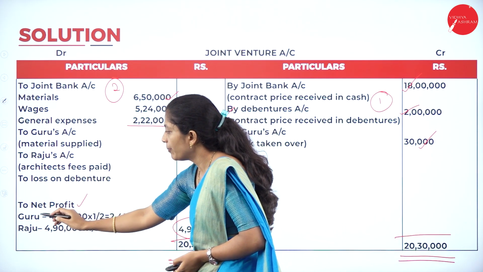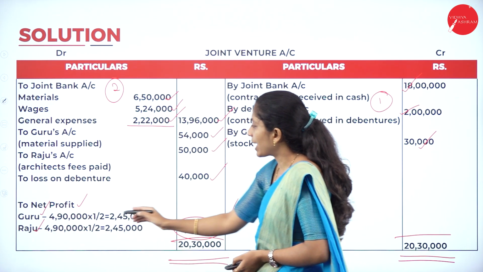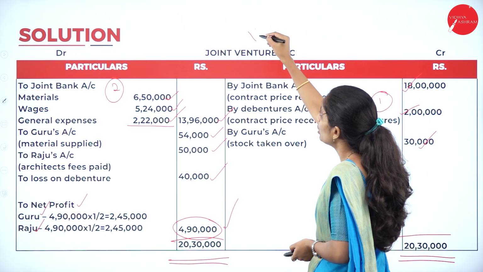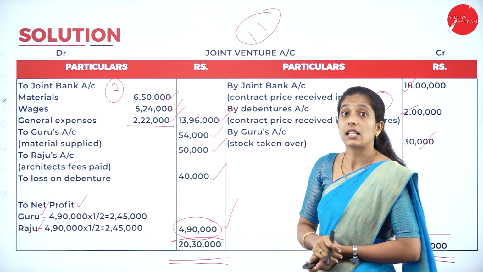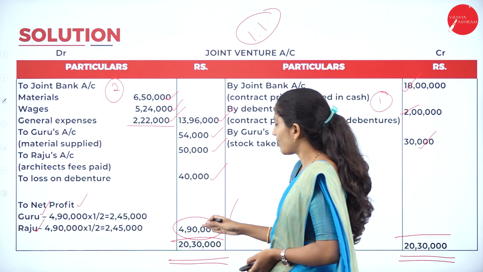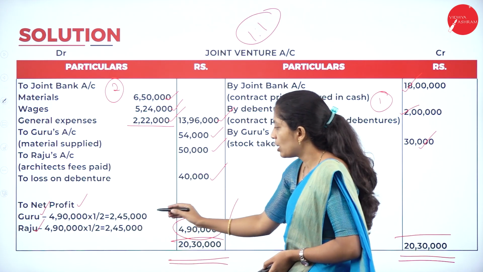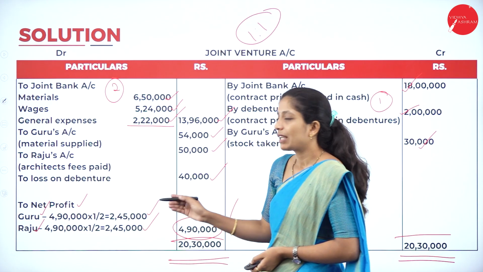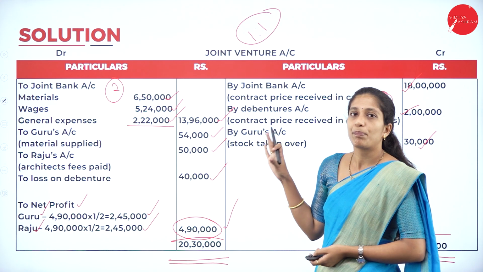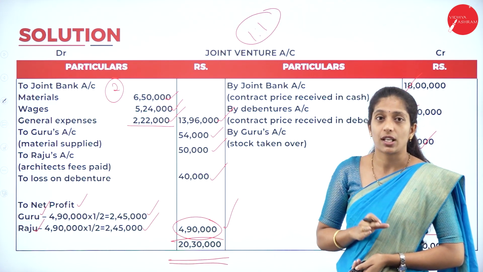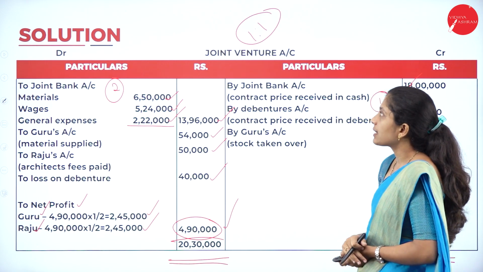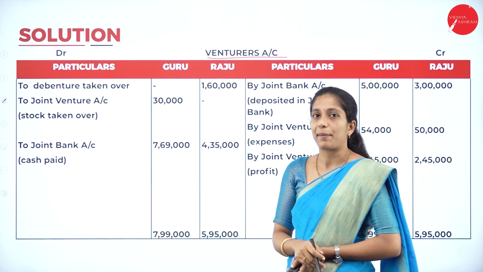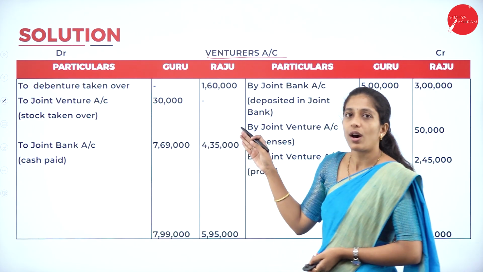Now this net profit has to be transferred to the venturers in the agreed ratio. Now who are the venturers here? Guru and Raju. What is the profit? 4,90,000 into, so they have not given the ratio directly. So they have told they are going to distribute their profit and losses equally, that is 1:1 ratio. So divide this 4,90,000 into 1 divided by 2. So you'll get 2,45,000. In the same way, Raju, 4,90,000 into 1 divided by 2, 2,45,000. So this is a simple way to prepare joint venture account. And the second account to be prepared is venturers account. As I told, this is similar to your partner's capital account. So in your debit side particulars, who are the venturers here?